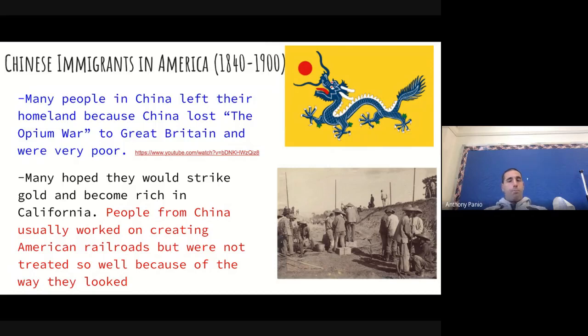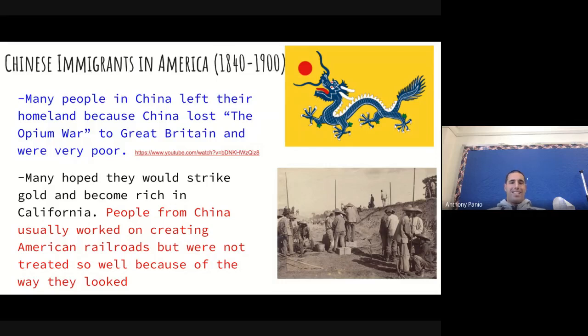So the Irish left because they were starving. The Italians left because they were poor. The Chinese, most of them left because of a war. Okay, and that's different. It was their government. Okay? So many people in China left their homeland because of what's called the Opium War.